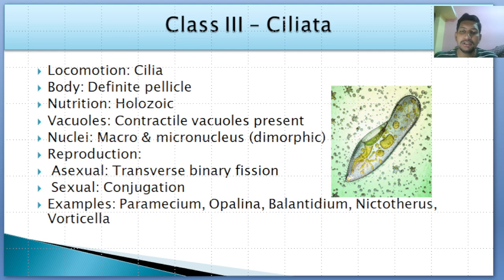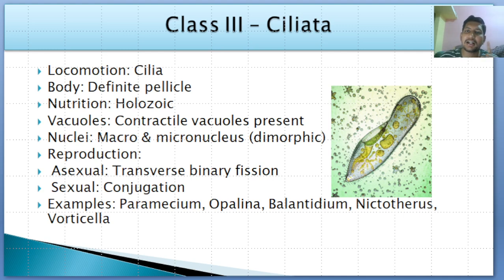Now we'll move to class number 3, Ciliata. Here the locomotory organelles, as the name indicates, cilia are the locomotory structures, and they have a definite pellicle. Here also the nutrition is holozoic. And in these animals, a pair of contractile vacuoles is present.